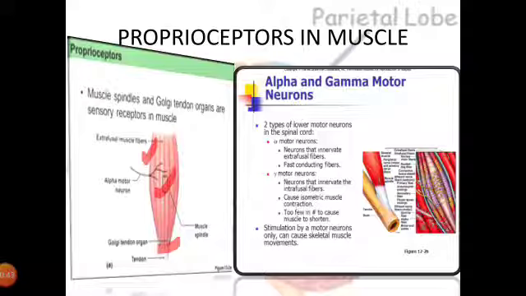Now these are innervated by motor neurons as well as sensory neurons. So we have alpha and gamma types of motor neurons. Alpha are the fastest, gamma motors are comparatively the slowest. Alpha ones innervate the extrafusal part of the muscle and gamma innervates the Golgi tendon as well as the intrafusal or muscle spindle part of the muscle.